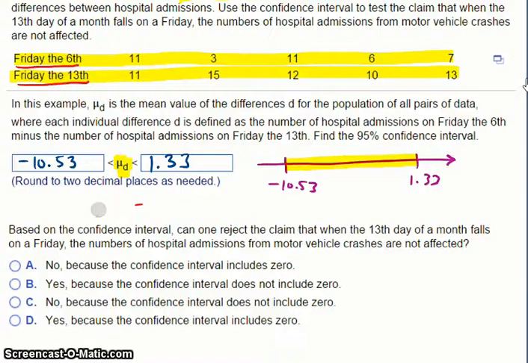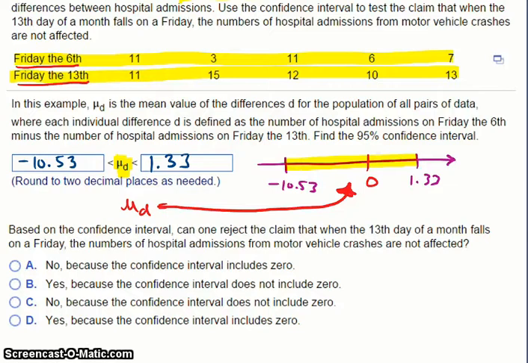So in this case, when we estimated mu sub d, the mean difference, right, the population mean of the differences, it does contain 0, right? 0 is contained in this interval, which means that there's no significant difference between the two samples because their mean differences, right, the population mean differences, includes 0. The estimate includes 0.